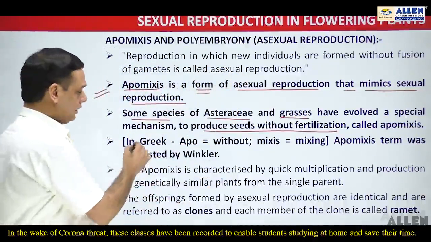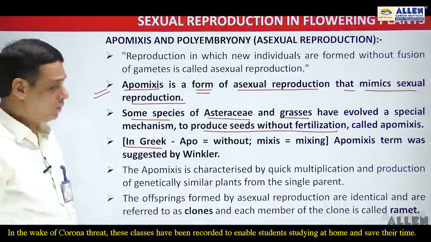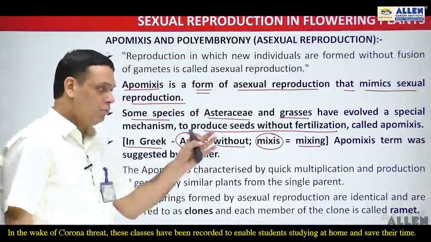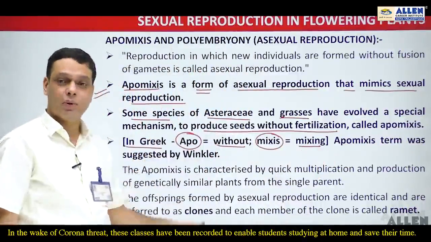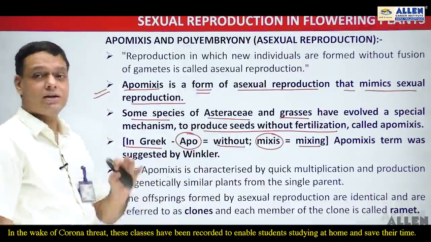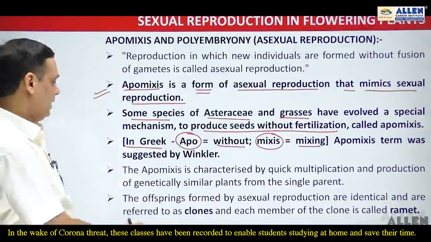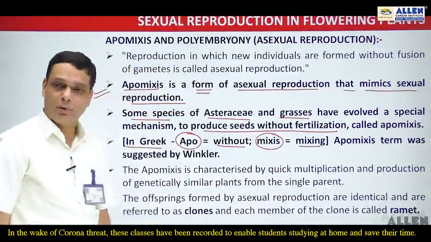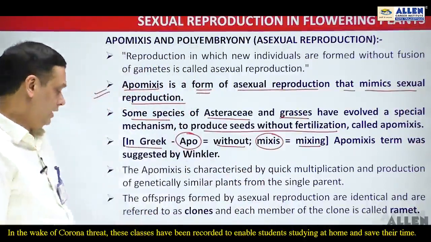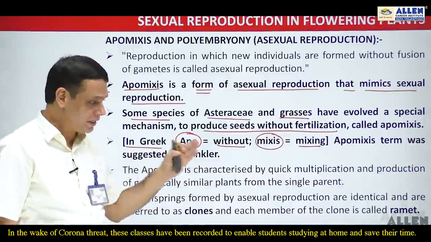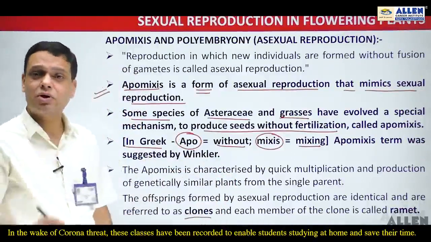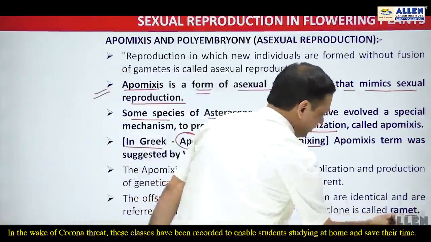So what is apomixis? Apomixis is a Greek term in which apo means without and mixis means mixing. The term apomixis was first suggested by Winkler, and it means without the mixing of gametes. Apomixis is characterized by quick multiplication and production of genetically similar plants from a single parent, and such offspring formed by asexual reproduction are identical in nature and are referred to as clones, and each member of the clone is termed a ramet.